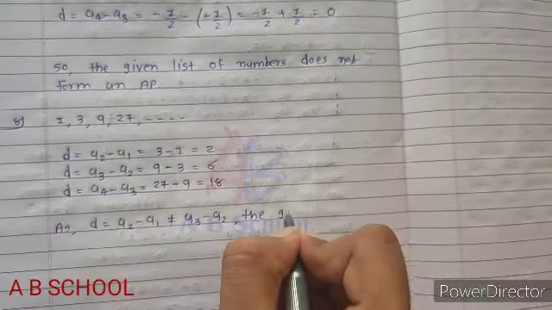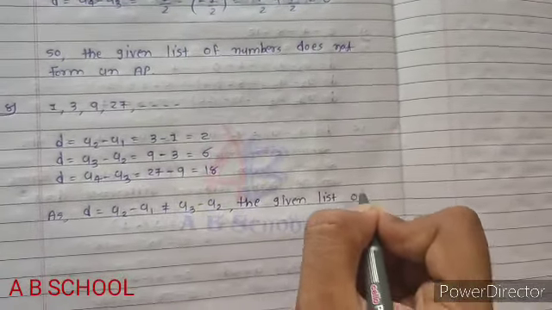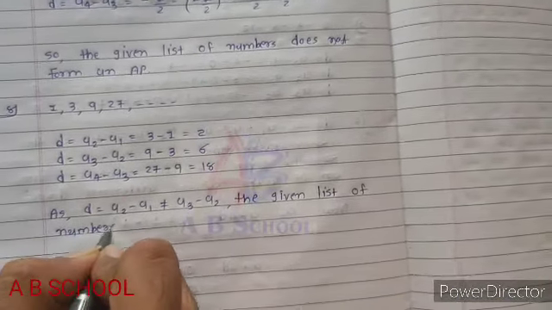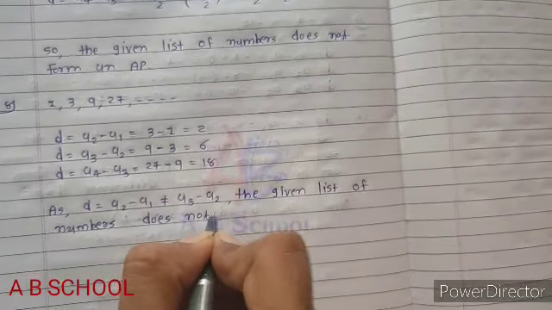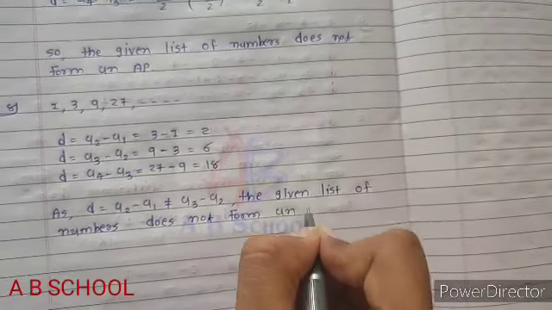So the given list of numbers does not form an AP.